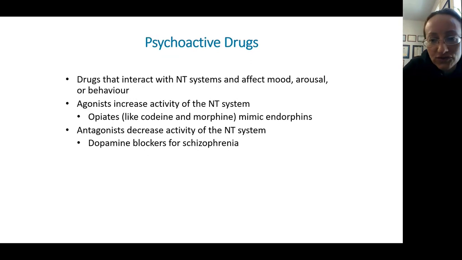All right. So there are drugs that are psychoactive. We've already discussed a few of them, and they interact with your neurotransmitters and have an effect on mood, arousal, or behavior. The most commonly used psychoactive substance in the world is, I wonder if you guys can guess. Here's a hint. I just did some. Yeah, it's caffeine.